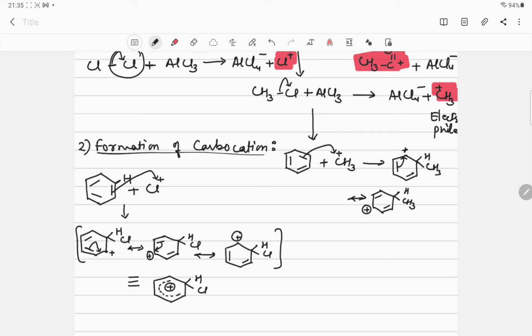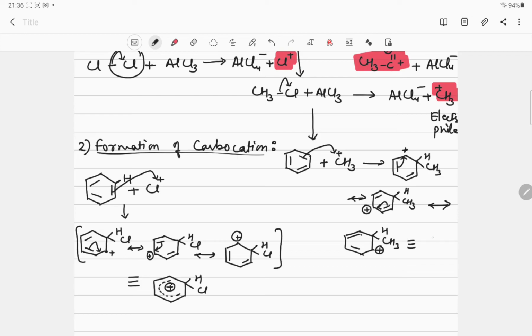Now this positively charged carbon will withdraw this pi pair of electrons towards itself. So that is how the next resonating structure of the carbocation formed will be like this. This is not disturbed. It should remain as it is. Now this pi pair is shifted here. Now this pi pair will remain as it is. So here the carbon will become positively charged.